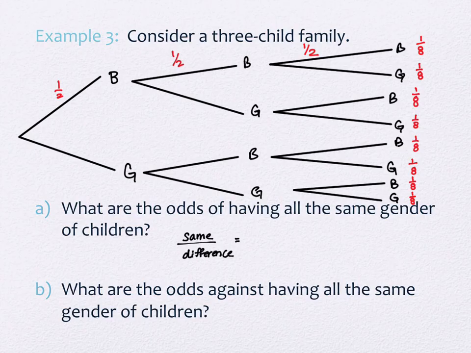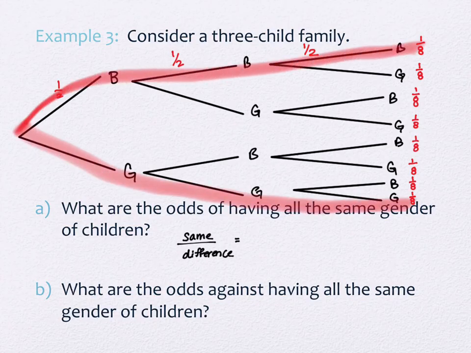So how many branches do you see that have all the same gender of children? 2. There's boys at the top, and there's all girls at the bottom. There are 2 branches that have 3 children, all the same gender. And how many branches have some mix of boys and girls? There are 6. So this is 2 compared to 6, which reduces to 1/3. So the odds in favor of having all the same gender of children is 1 to 3.